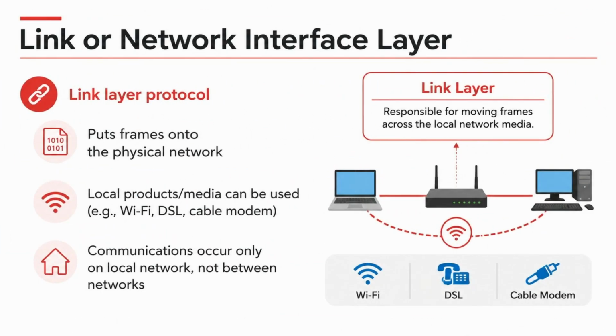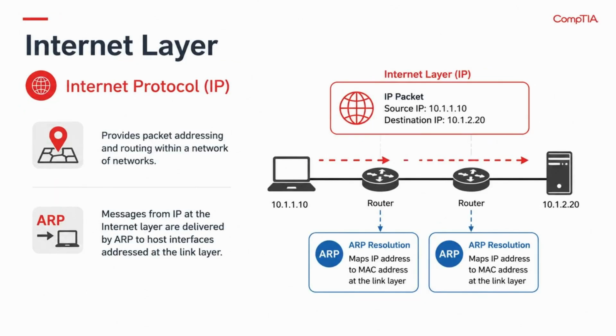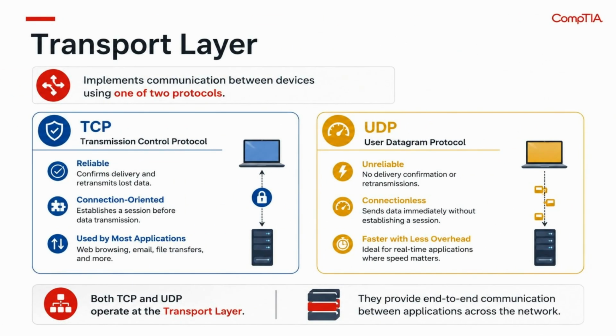The link, or network interface, layer puts frames onto the physical network using local media like Wi-Fi, DSL, or a cable modem. Communication at this layer happens only on the local network. It doesn't cross network boundaries. The internet layer handles packet addressing and routing across a network of networks. Messages from IP at this layer get delivered by ARP, the Address Resolution Protocol, to host interfaces addressed at the link layer below.